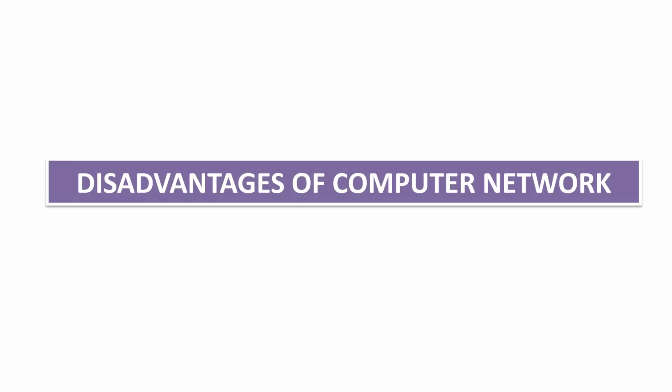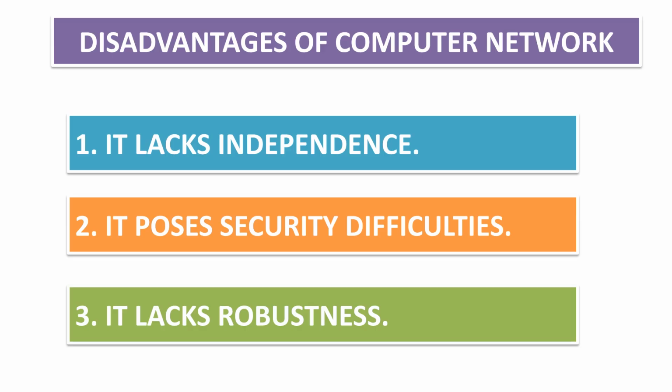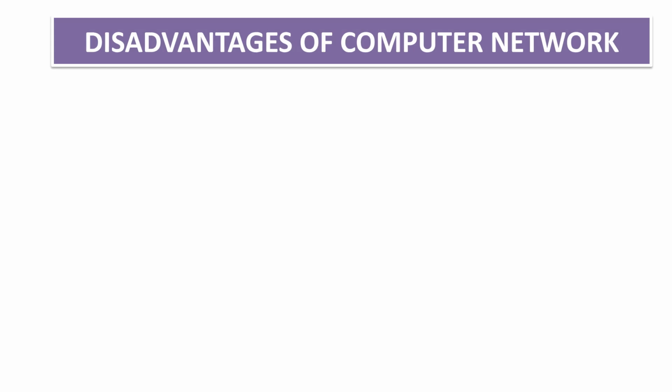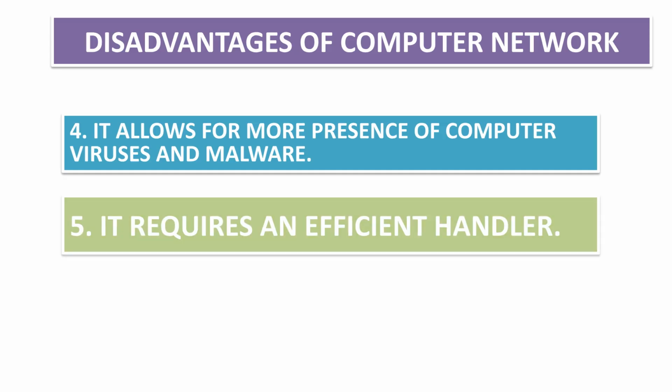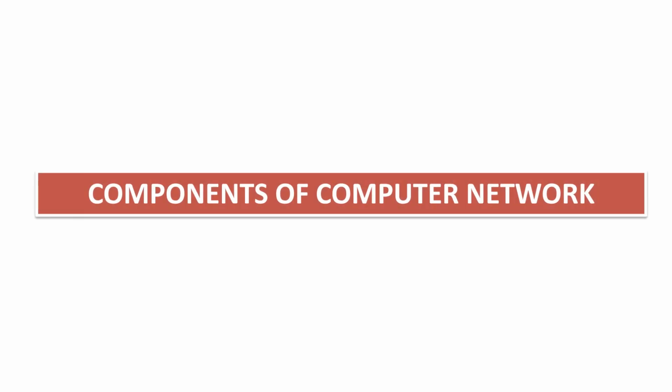However, it is also important to consider the potential disadvantages associated with networked systems. Disadvantages include a lack of independence, increased security difficulties, and a lack of robustness if components fail. Other concerns involve the risk of computer viruses and malware, the requirement for efficient technical handlers, and the potential for expensive setup costs. To understand how these networks work, let's look at the primary components involved.